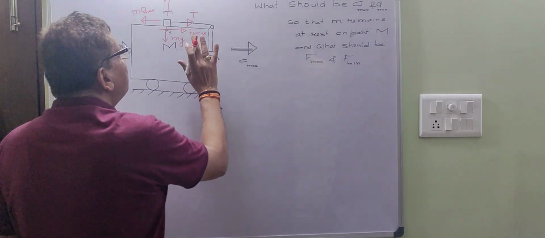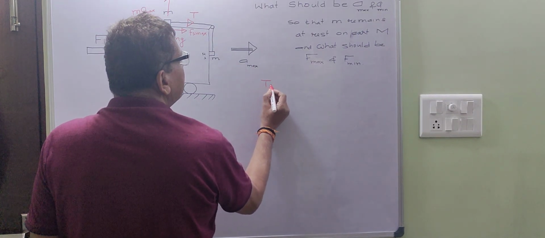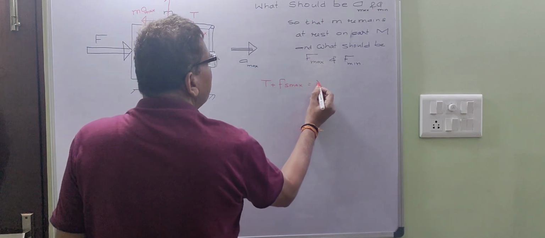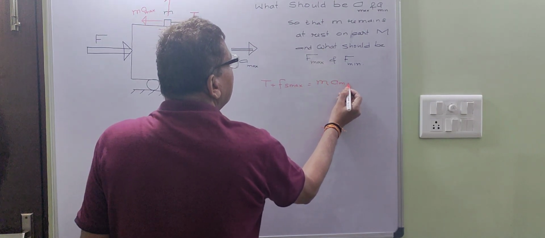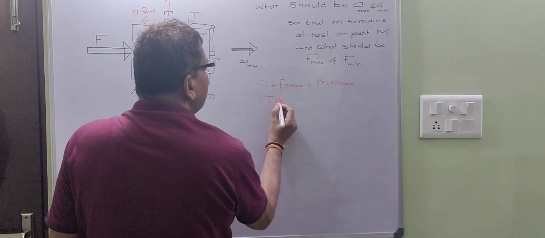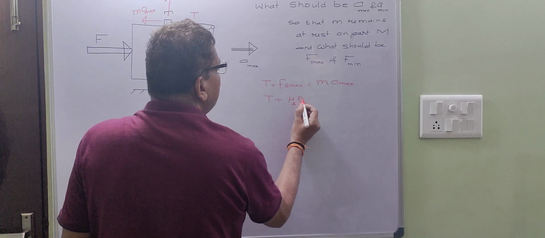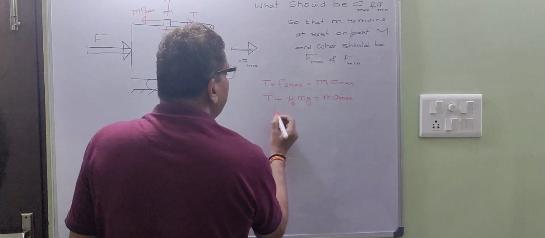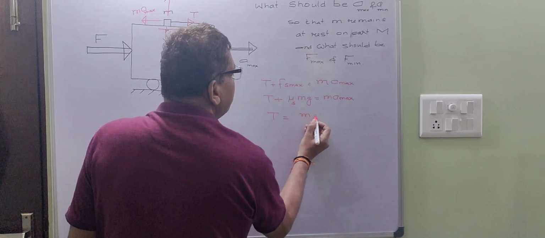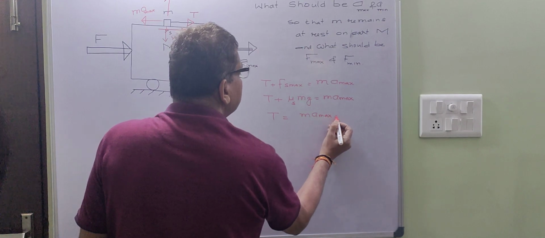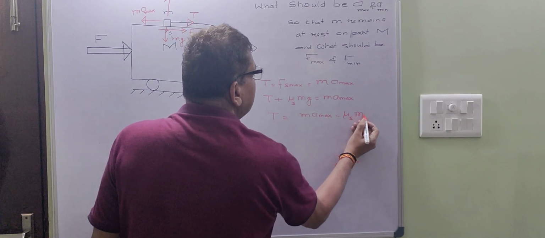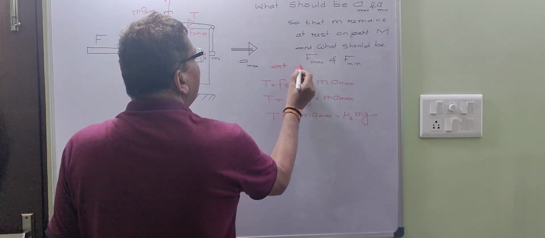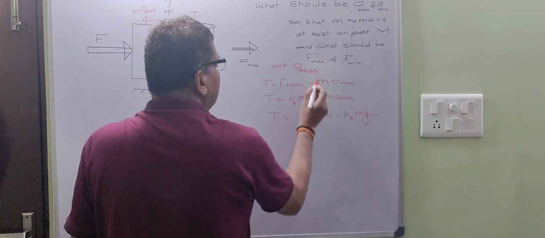Now I can write down at maximum acceleration T plus Fs max is equal to mass into A max, and Fs max is maximum static friction, mu s times normal reaction, mu s mg. So T equals m A max minus mu s mg, is it? This can be written at maximum acceleration. At maximum acceleration, this will be the tension acting.